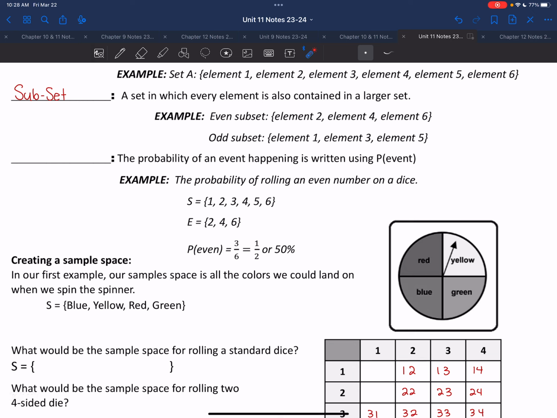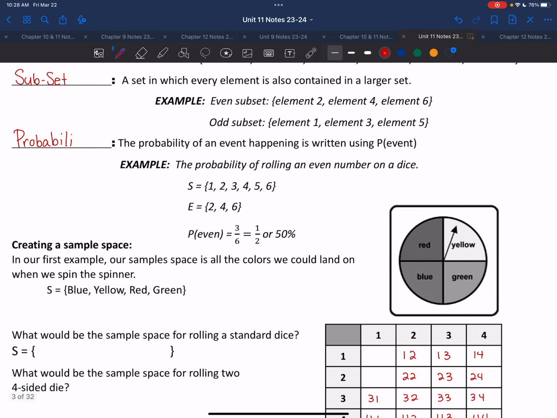Now, the probability of an event happening is written using P of the event. Typically when we're talking about sets, we're going to be looking at the probability of events happening, or this set happening. So the probability of an event happening is written using P, and then inside parentheses, you put the event.